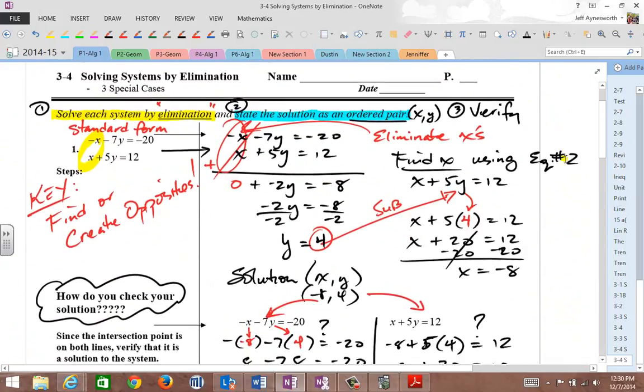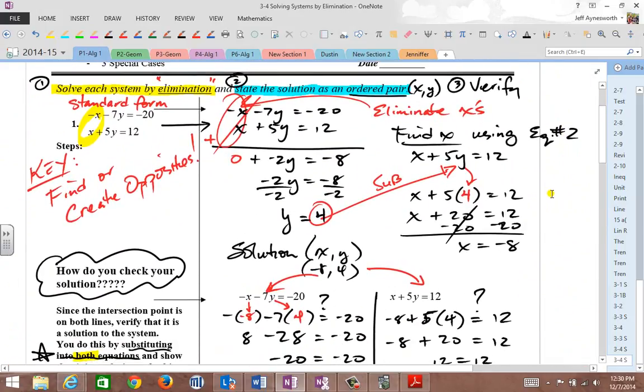There's the elimination method. Now you just have to get to your practice, which is associated with this, and practice and check your work as you go.